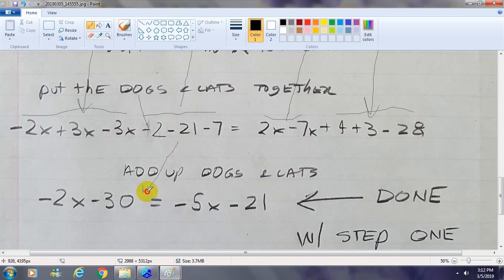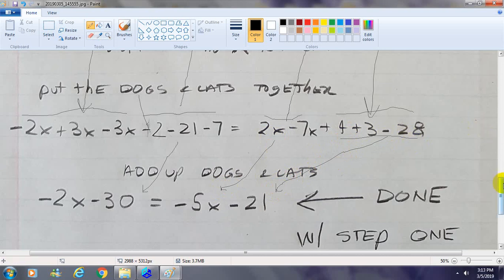Got it? Okay, now you do this side. 2 minus 7, put it in the calculator, 2 minus 7 is negative 5. It's great that you have the calculator. And then you do this one, 4 plus 3 minus 28, put it in the calculator, 4 plus 3 minus 28 equals 21. Okay? So now we're done with the first step.